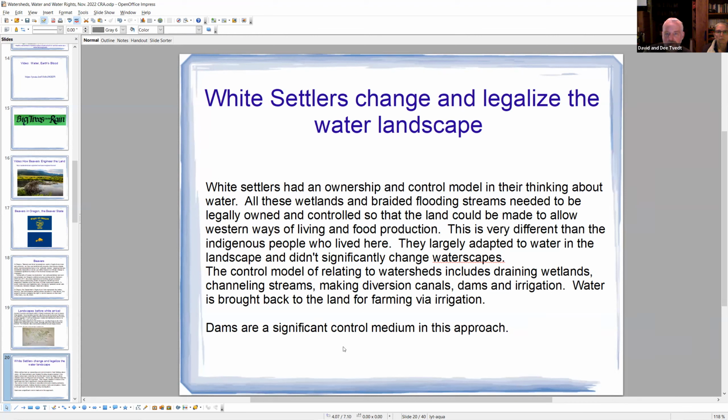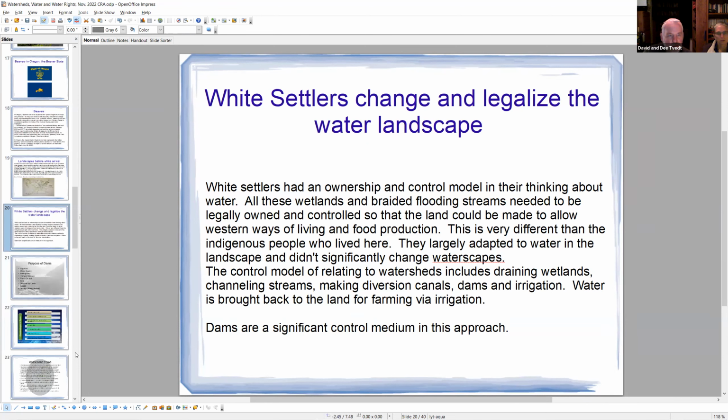The control model of relating to watersheds includes draining wetlands, channeling streams, making diversion canals, dams, and irrigation. Water is, kind of ironically, brought back to the land for farming via irrigation. So we get rid of all the water on the land, but then we bring it back under our control. Dams are a significant control medium in this approach, and they help facilitate irrigation and so forth.